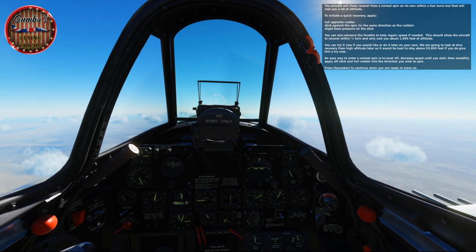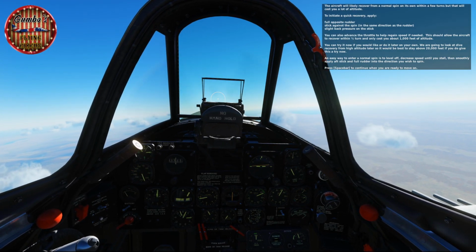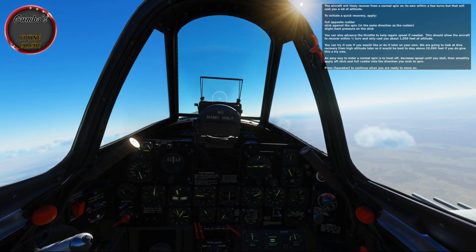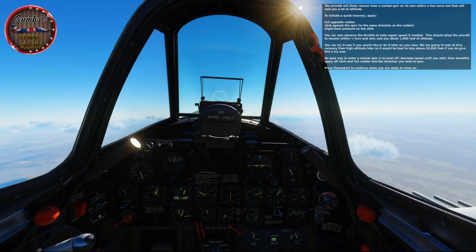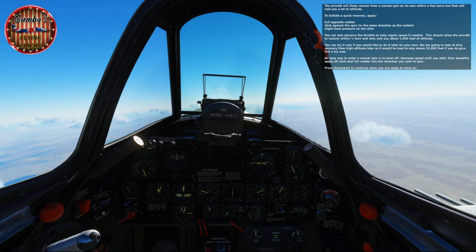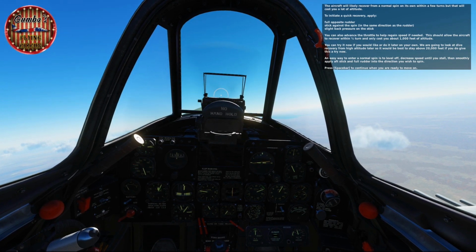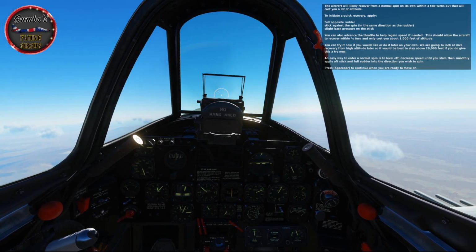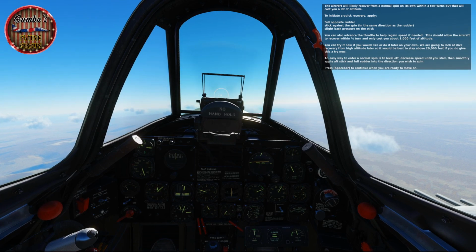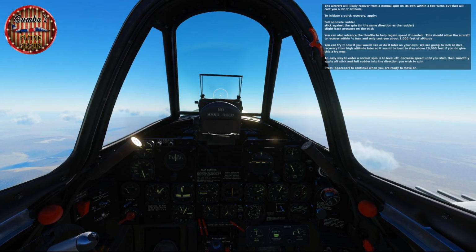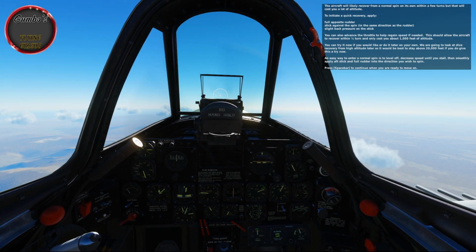We're going to look at dive recovery from a high altitude later, so it would be best to stay above 20,000 feet if you do give this a try now. An easy way to enter a normal spin is to level off, decrease speed until you stall, then smoothly apply aft stick and full rudder in the direction you wish to spin. Press spacebar to continue when you're ready to move on.